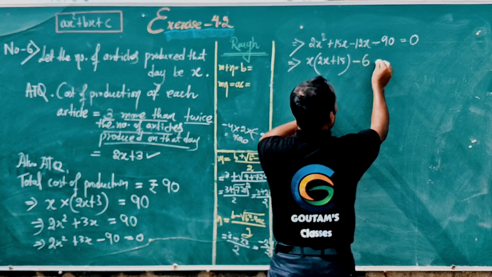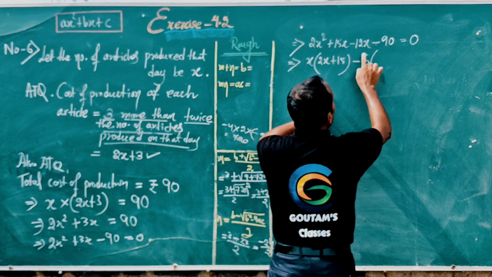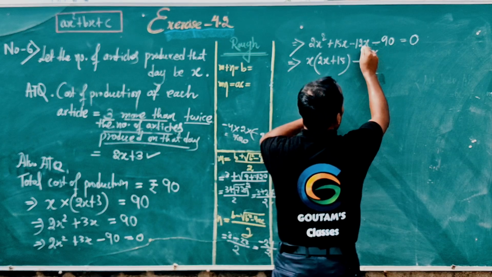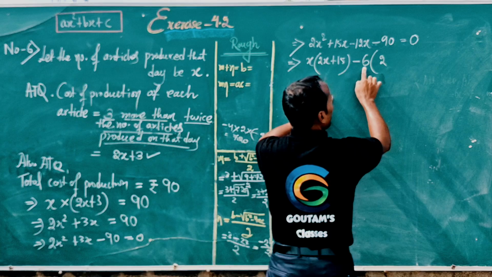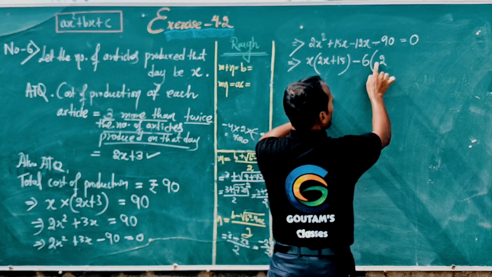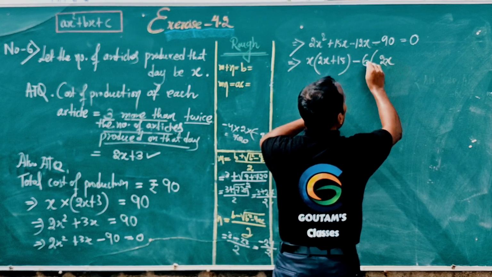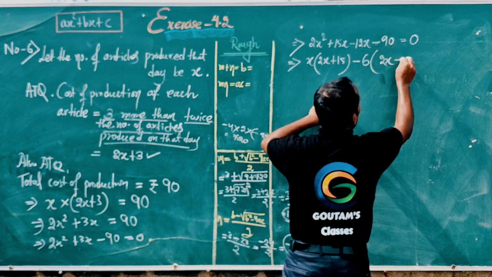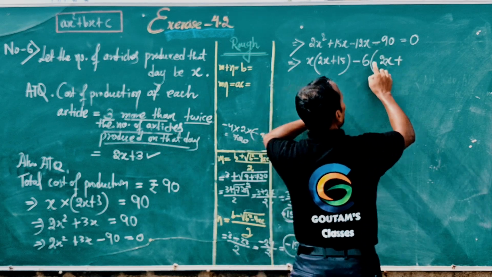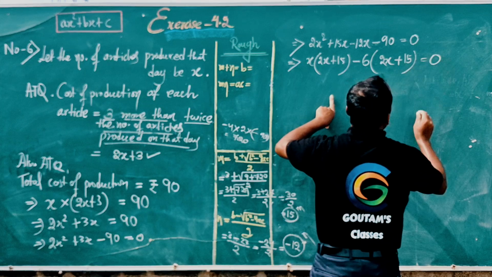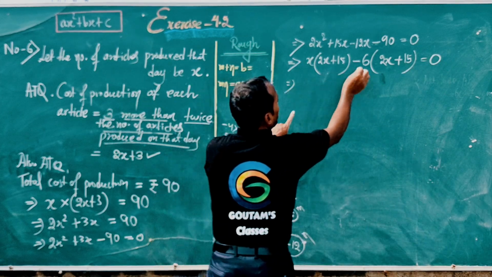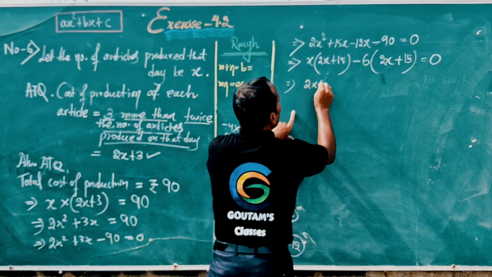Okay, minus 6. Because I took minus 6, minus 12x will be written with positive sign. So what is left in place of 12? 2. Because I took 6 common, there will be a positive sign. X is also left, and this minus will become plus now because I have taken minus 6 as a common factor. In place of 90, I'll have 15. Okay. Now you have a common binomial, 2x plus 15.